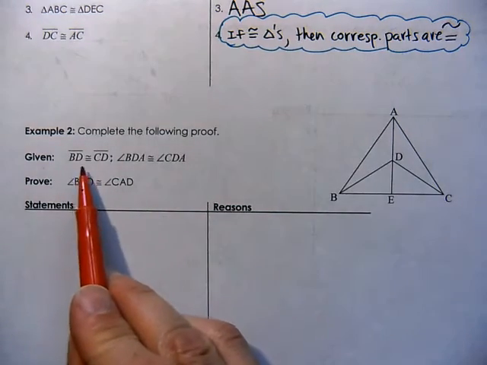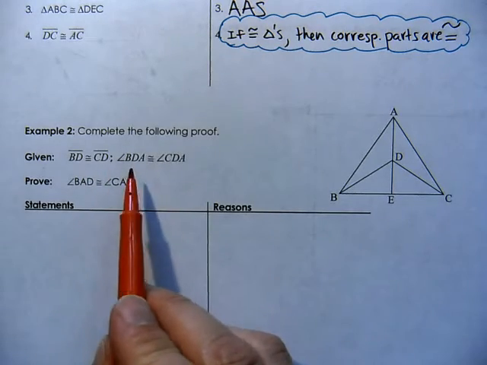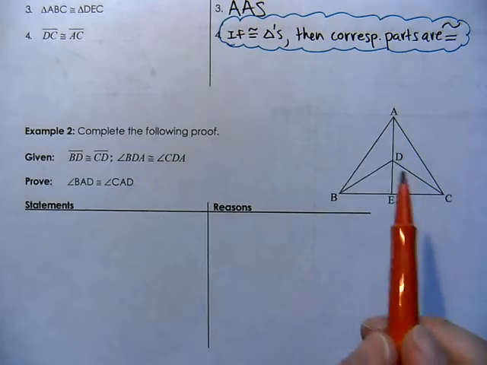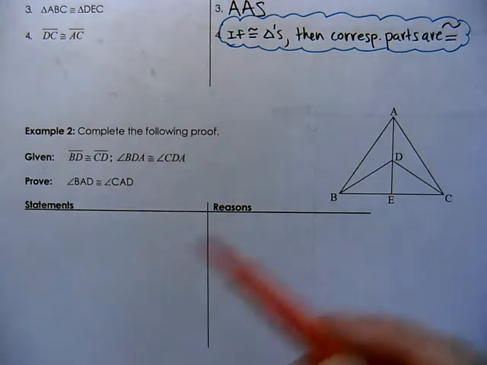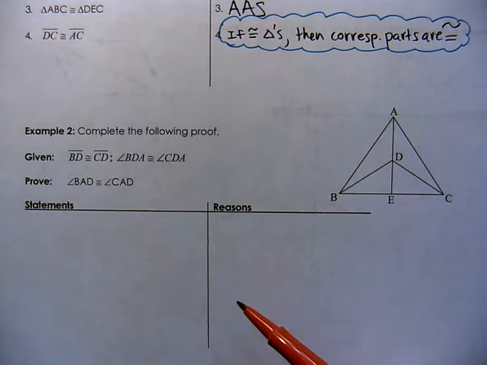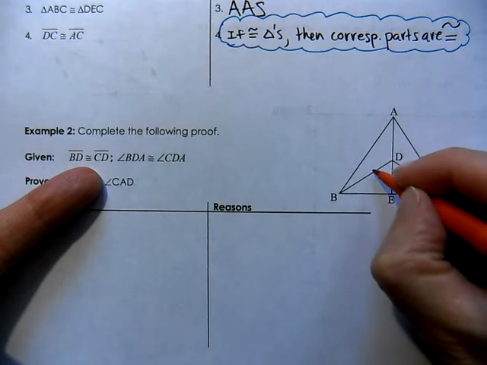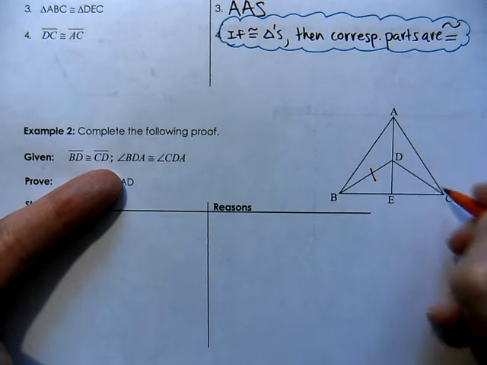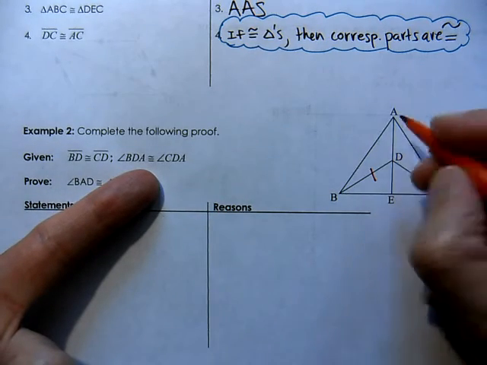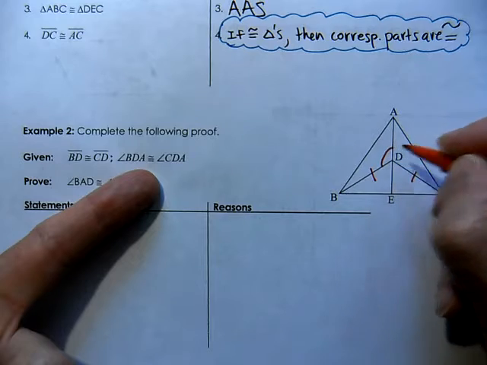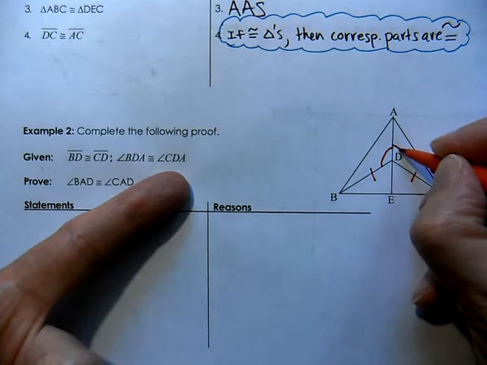So when we are marking up our diagram, we want to keep track of where these markings are falling so we know which triangles we're trying to show as congruent. You'll also notice that there are no statements or reasons numbered, so we'll make this proof as long as it needs to be. Starting off with segment BD is congruent with segment CD. And then angle BDA is congruent with angle CDA. So those are the only markings we have.